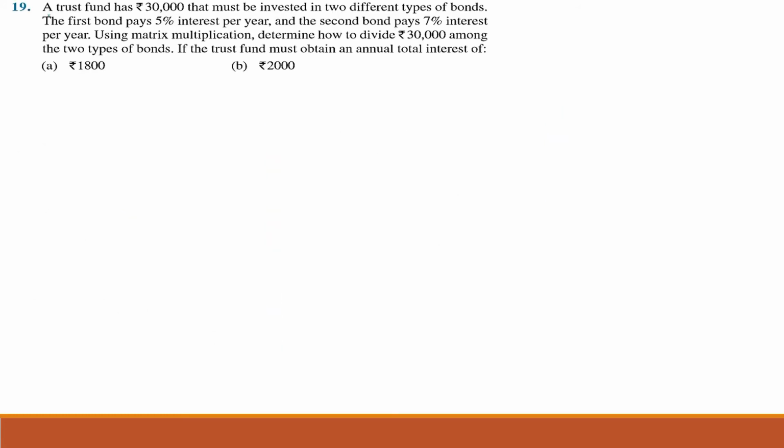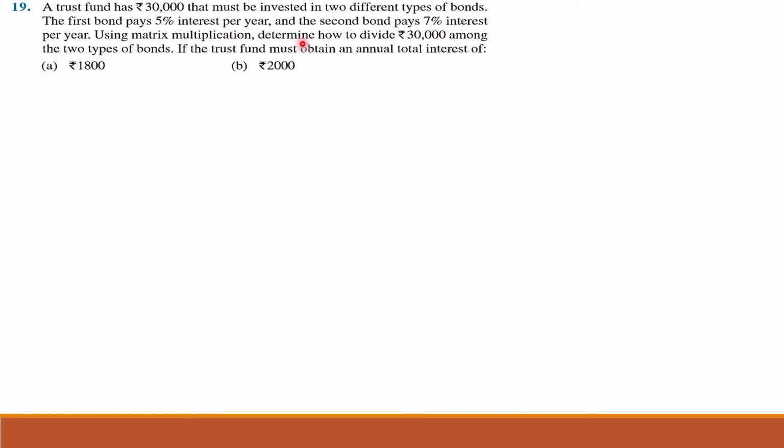So moving for the 19th question here, it is a word problem now. So let us see what it is. So a trust fund has 30,000 that must be invested in two different types of bonds. The first bond pays 5% of interest per year and the second bond pays 7% ka interest.